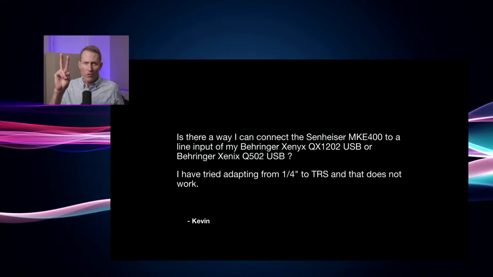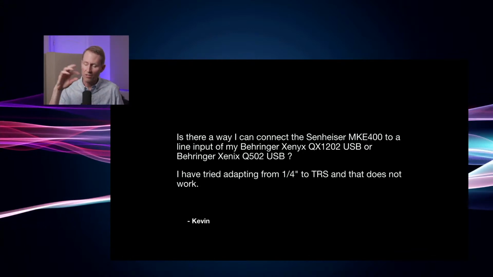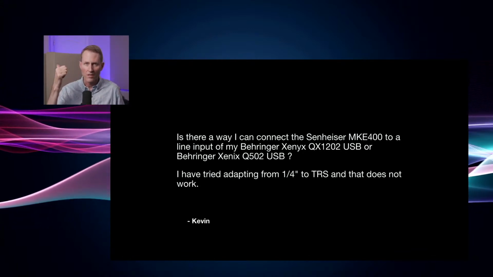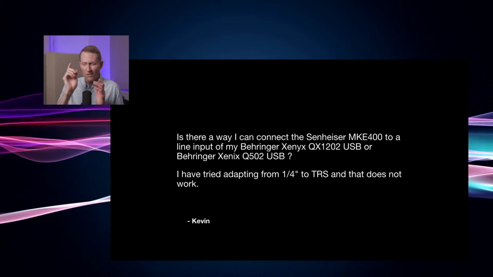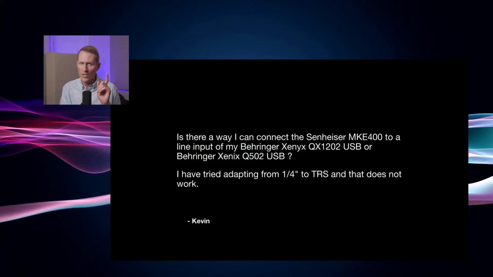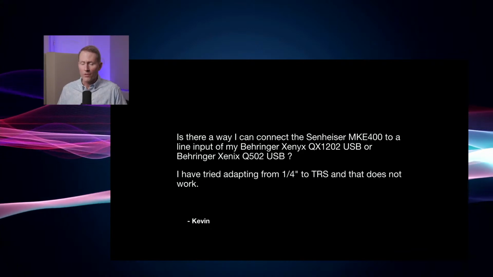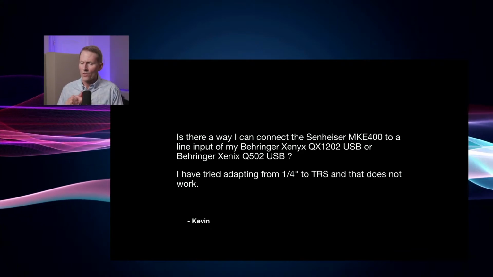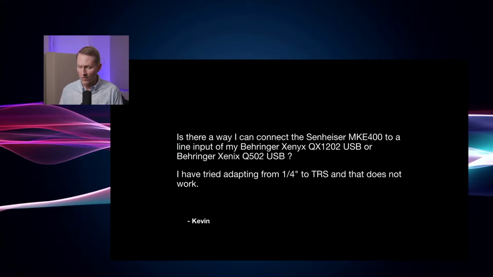Well, there are two things you have to consider here. This is not just an issue of line or balanced versus unbalanced. This is actually line versus mic level. So the Sennheiser MKE400, as I understand, if I'm thinking of the right microphone, has a 3.5 millimeter TRS output. And it's a microphone level output. So you need to get that into the Behringer, which is expecting a balanced input.